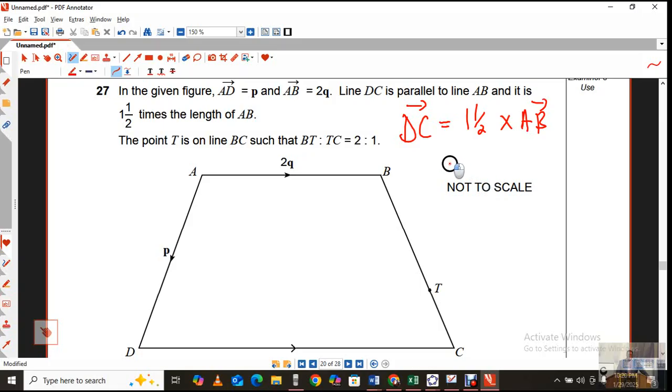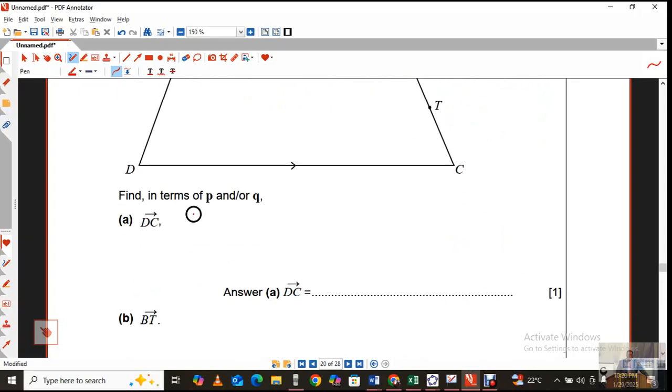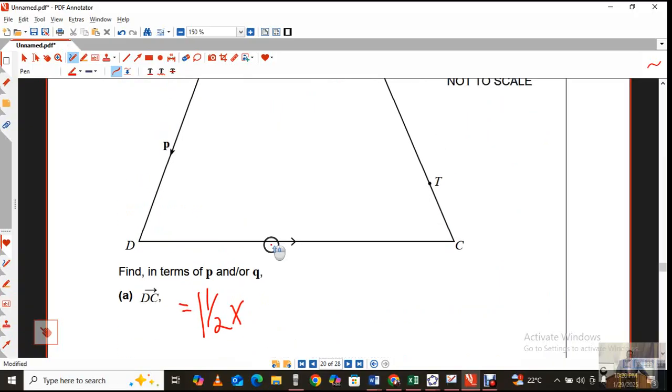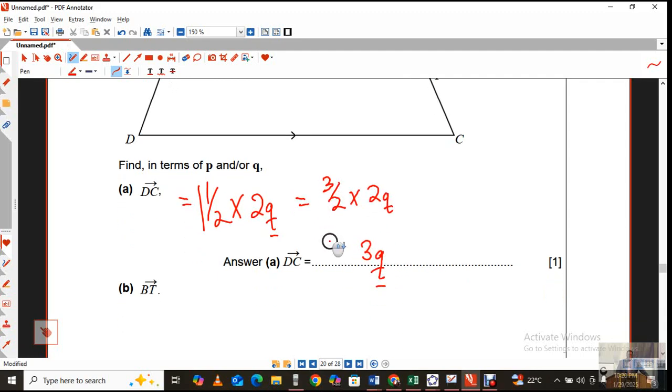So what does that give me? That's 1.5 times AB, which is represented by 2Q. If you multiply that, that is going to give you what DC is. So DC is equal to 1.5 times what AB is, which is 2Q. That is 3/2 times 2Q. If I do that, I'll get nothing but 3Q. If you multiply, the 2's cancel. Then they say find BT.